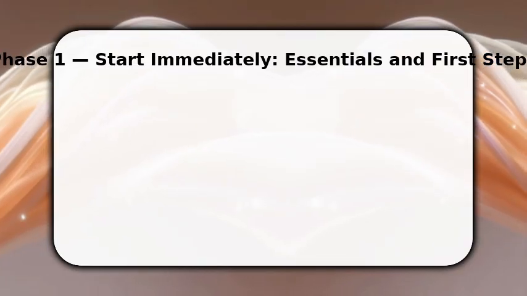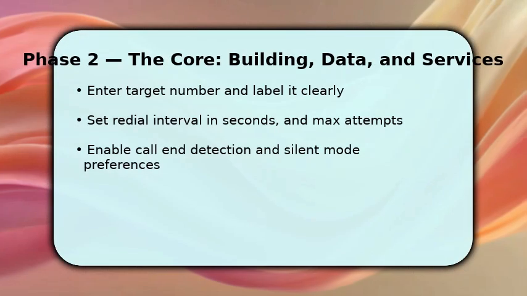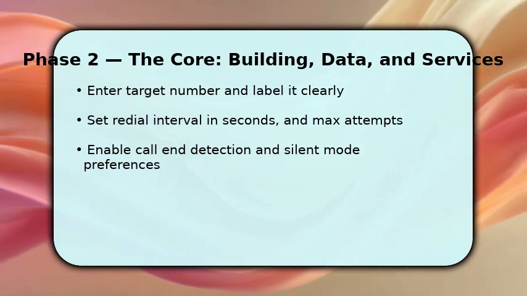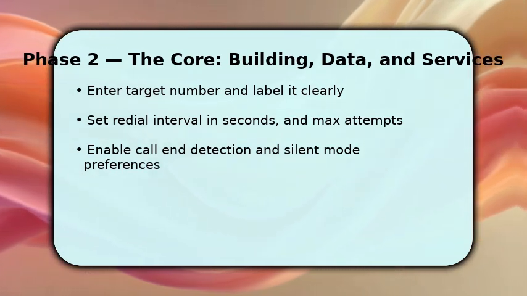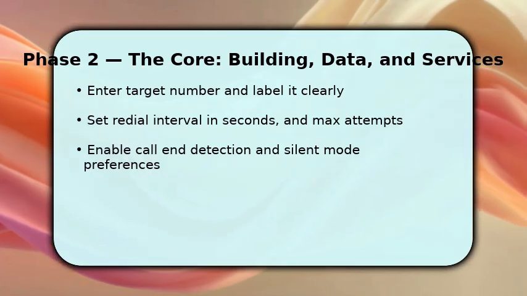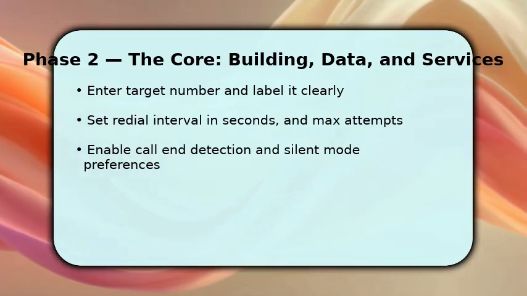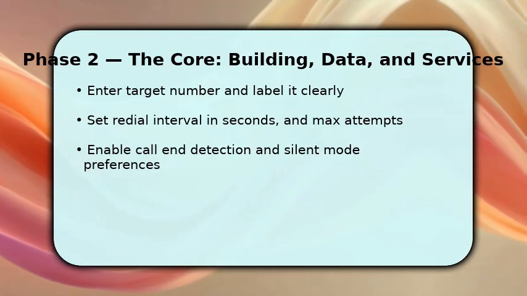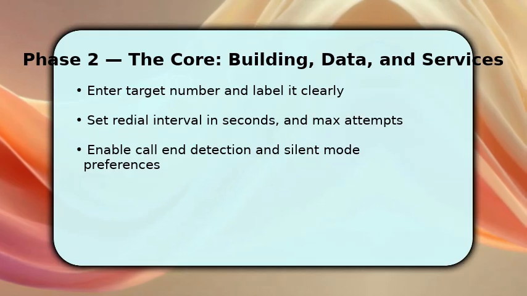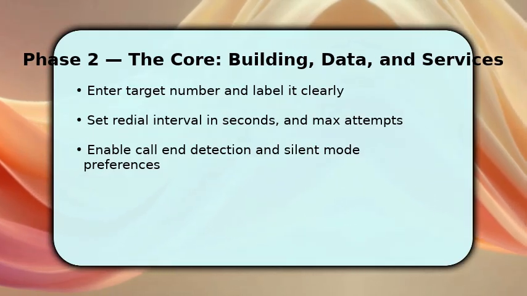Don't delay, begin the next step. You enter the phone number and give it a clear label so you can reuse it later. Next, set the redial interval in seconds and choose the maximum attempts. Shorter intervals try faster but may be blocked by carriers. Turn on call end detection so the app recognizes when dialing failed and should retry. Enable silent mode or notifications per your preference.